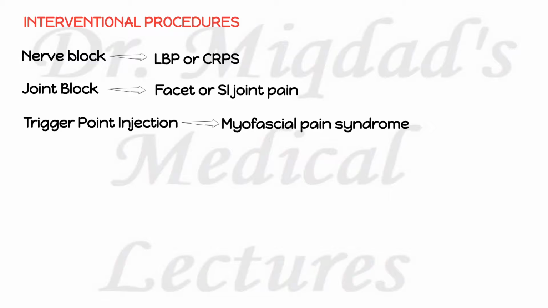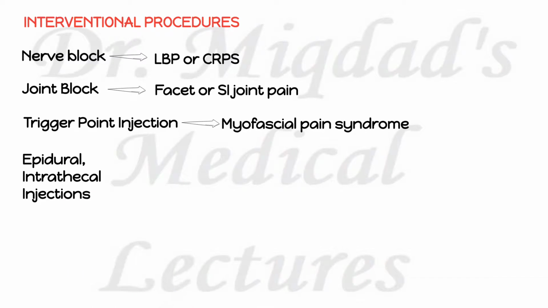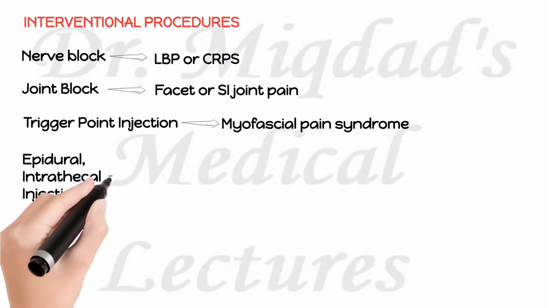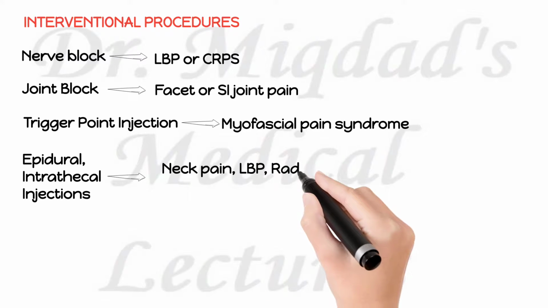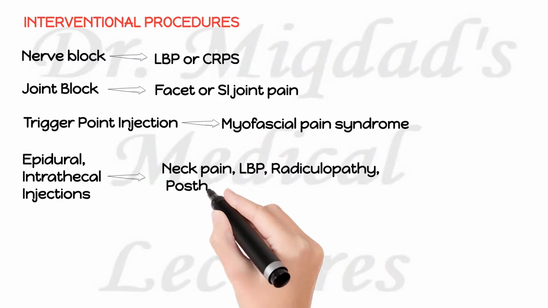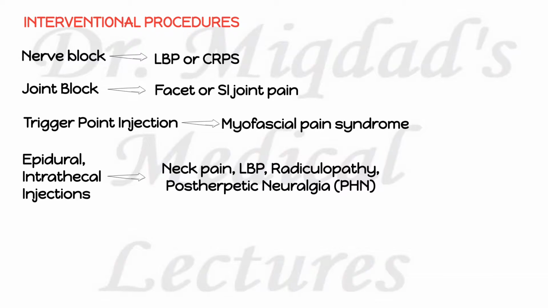The next is epidural and intrathecal injections. Here steroid injections with or without local anesthetics can be administered into the epidural space or intrathecal space. This is also the most common route for administration of opioids. And this method is commonly used for neck pain, low back pain, radiculopathy, then post-herpetic neuralgia, and even to reduce the pain during childbirth. In the United States, over 50% of childbirths involve the use of epidural anesthesia.